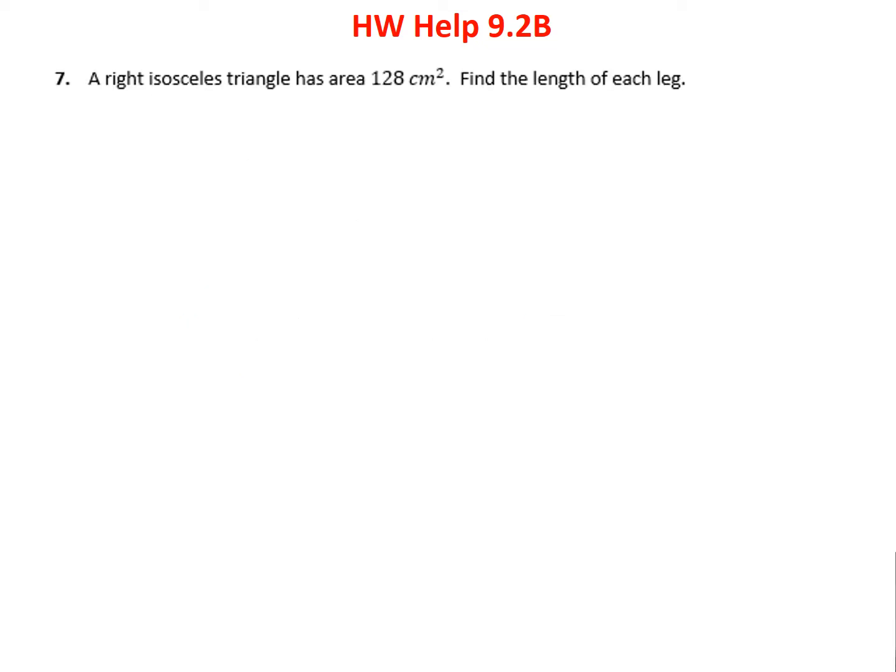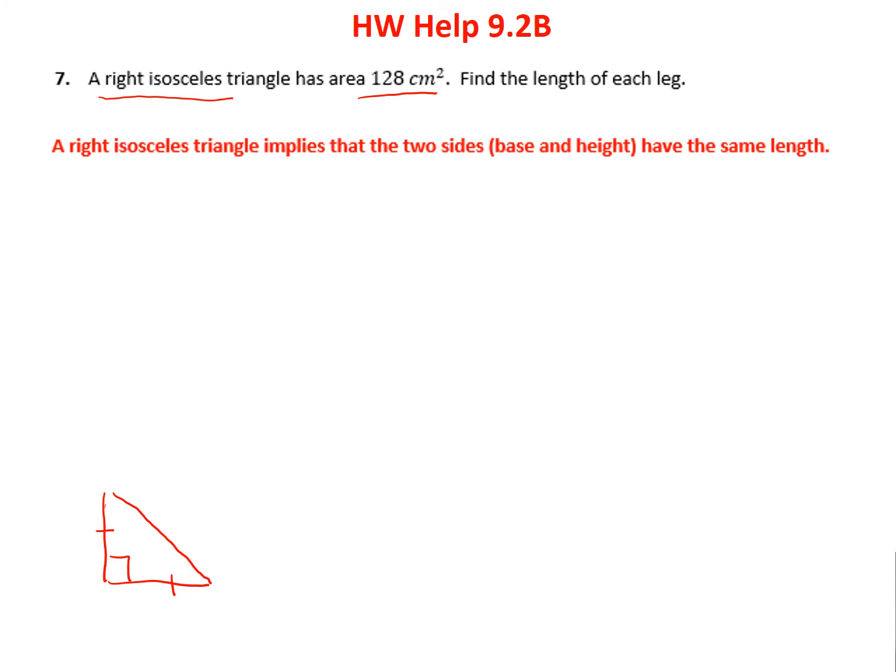Problem 7 says that we have a right isosceles triangle. So two things we have there. That means I have a right triangle, so there's a right angle, but it's isosceles. That means the two sides here are the same. All right? So I have a right triangle where the two legs are exactly the same. And then it tells me I have an area of 128 centimeters squared.